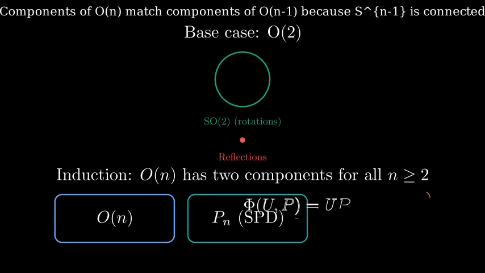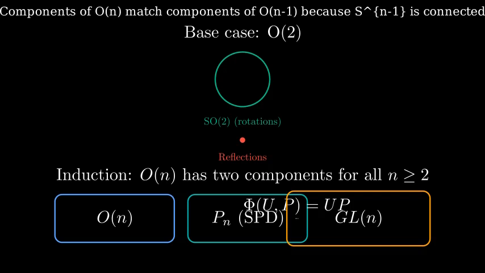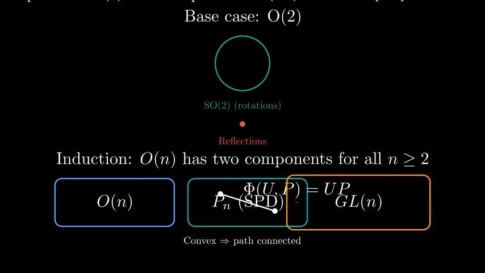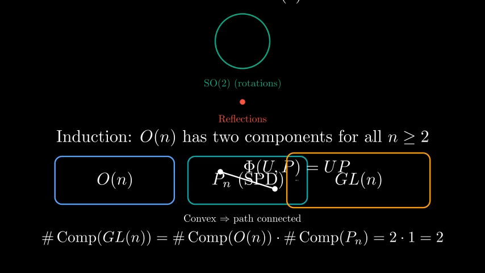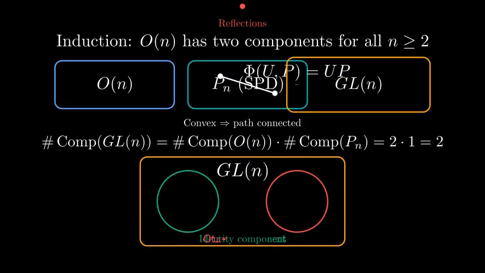Now, the general linear group. By polar decomposition, every invertible matrix A equals U times P, with U in O(n) and P positive definite symmetric. The map from O(n) times P to GL(n) is a homeomorphism. The set of positive definite symmetric matrices is convex, hence connected. Therefore, the number of components of GL(n) is the number of components of O(n) times 1, which is 2. Using this, define orientation.